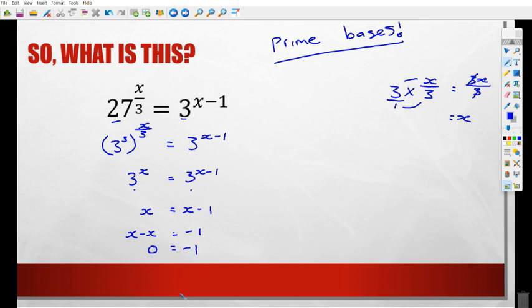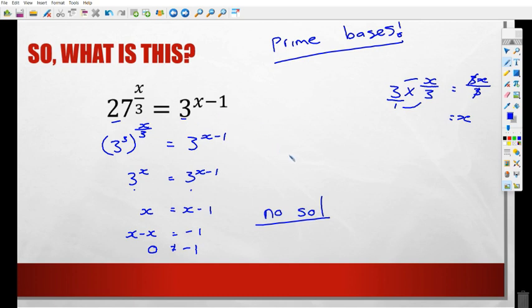Is 0 equal to negative 1? No, of course not. So there's something wrong here, right? This does happen sometimes, guys. Maybe it's a trick question or a thinking question. When your x's cancel out like this and they give you 0, that means there's no solution. No solution to this question.